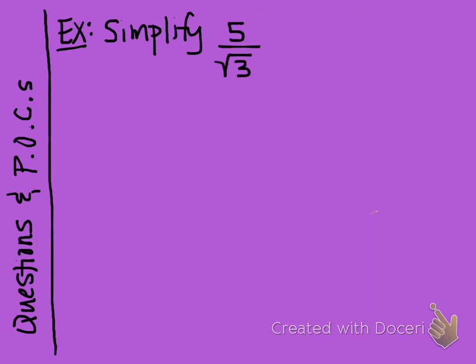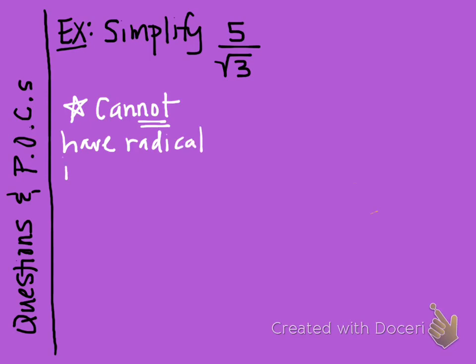All right, sometimes when you're simplifying an expression, there's a quotient, which means you have two things being divided. So here's the rule. There's nothing wrong with a fraction, I've told you many times. However, if there is a radical in the denominator, we have to get rid of it. So write this down. Cannot have radical in denominator.